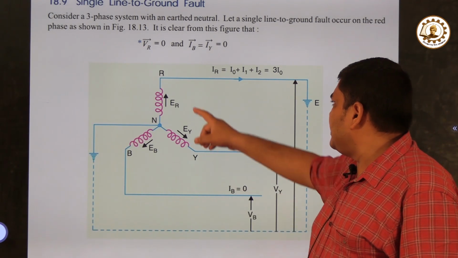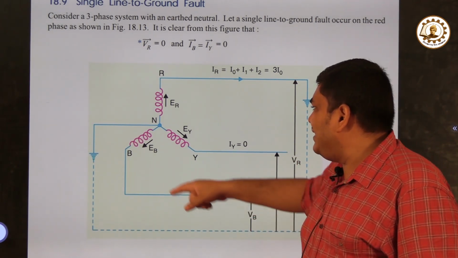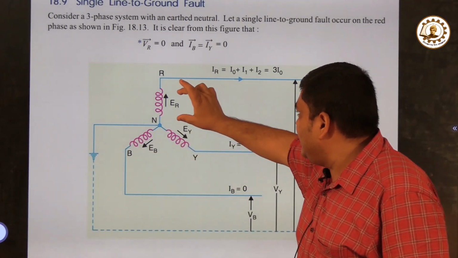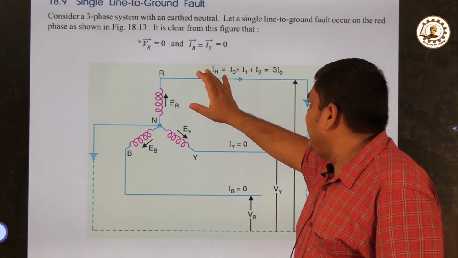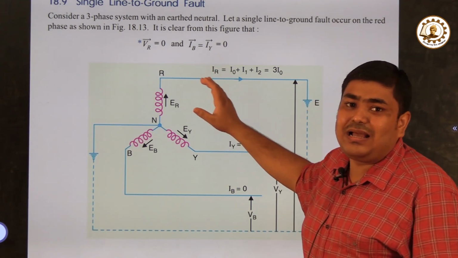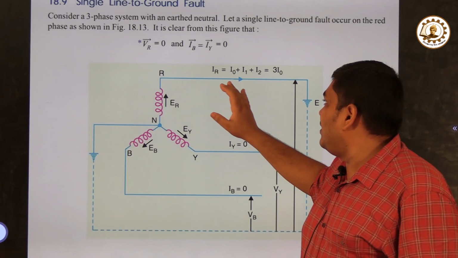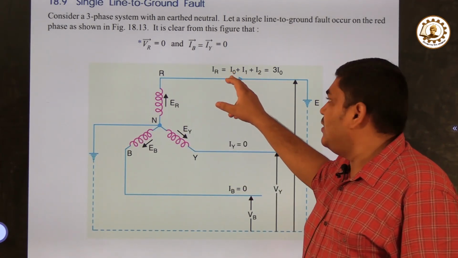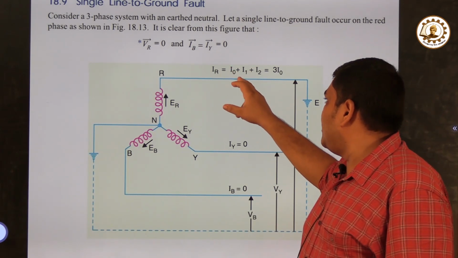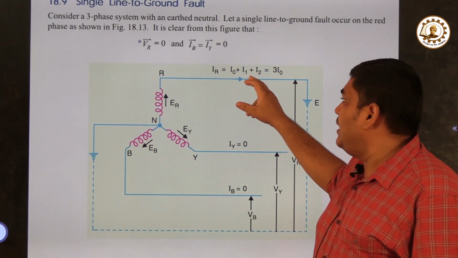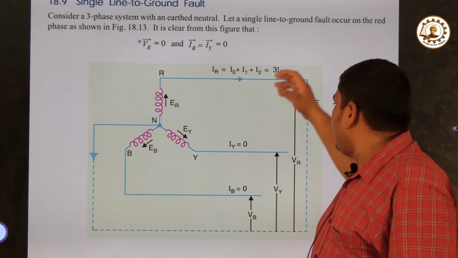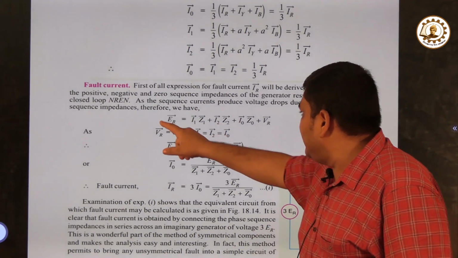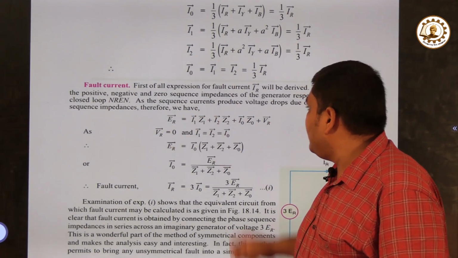Now, you simply apply the KVL to this network. That is, ER is equal to IR. Here, IR is the fault current for R phase. So this fault current is the summation of the positive, negative and zero phase sequence. So I0 Z0 plus I1 Z1 plus I2 Z2 plus VR. Okay, so this is the value of ER.